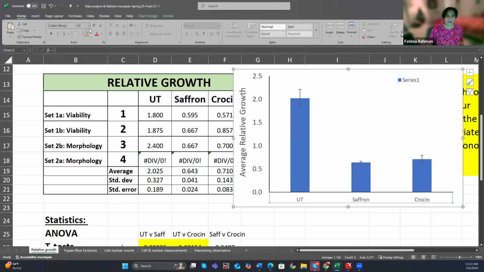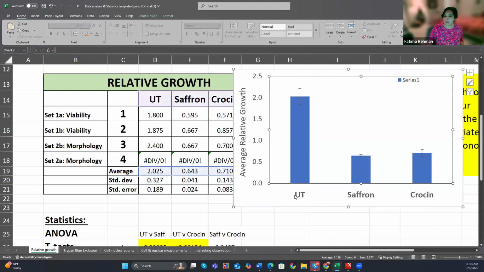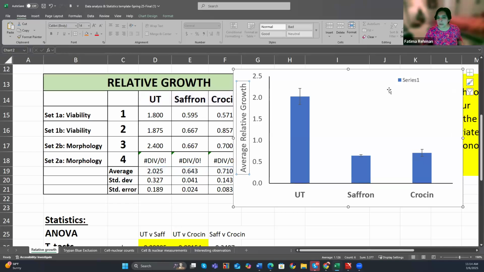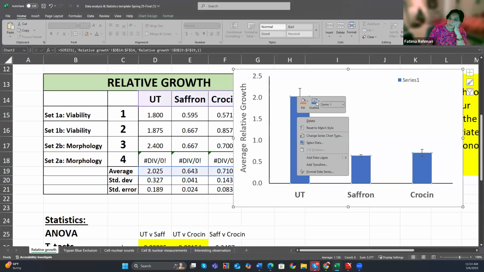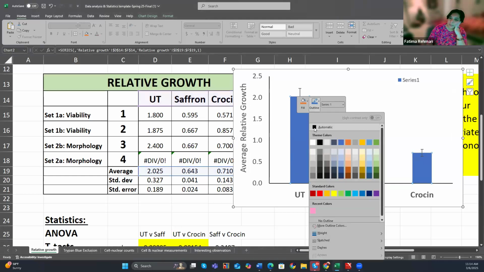I'm going to make my titles 14, and I'm going to make them bold so they're nice and visible. I might even want to put the actual concentration in there, right? And next, I'm going to go to my bars. I'm going to put a border around them. So outline, put a black outline.